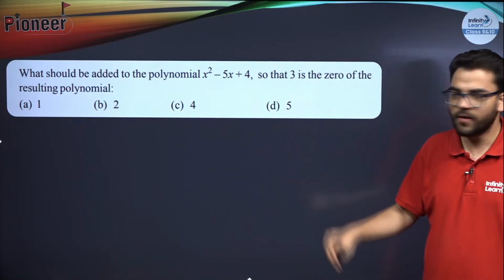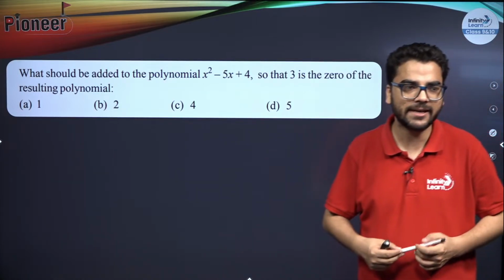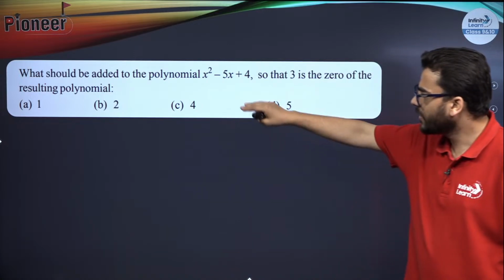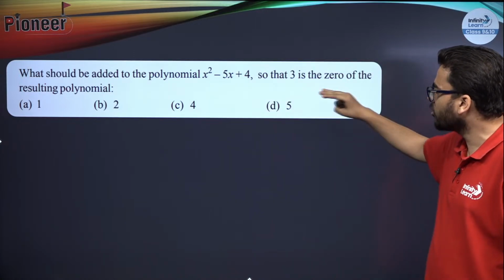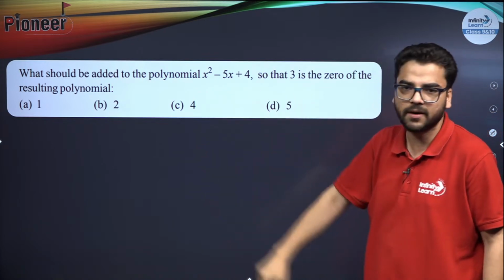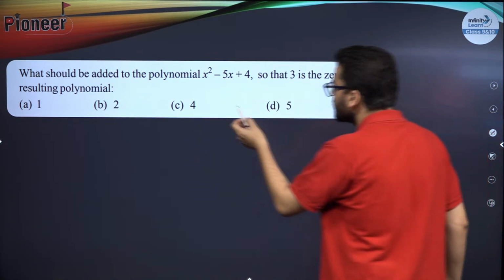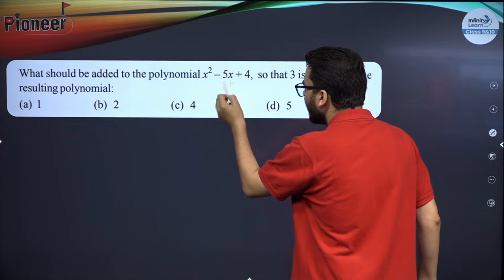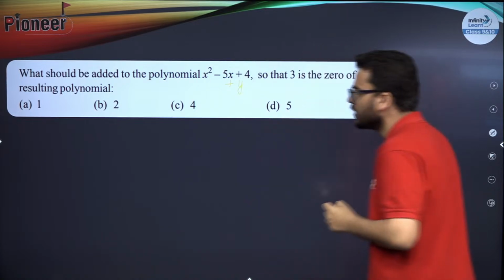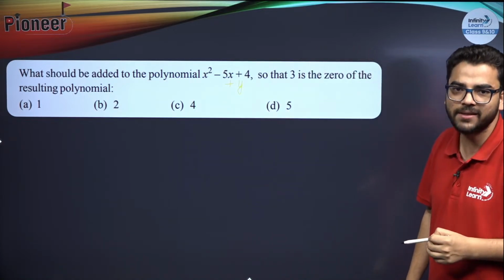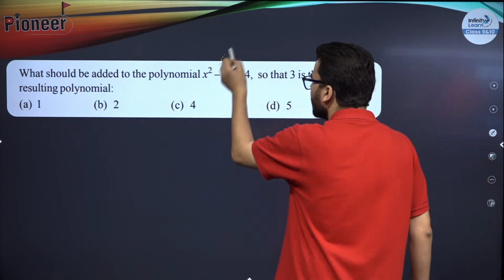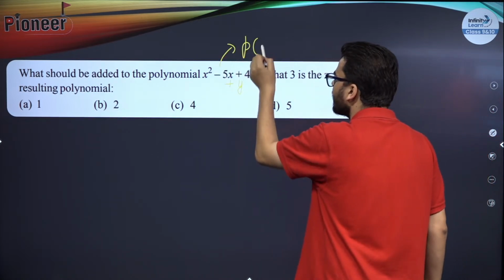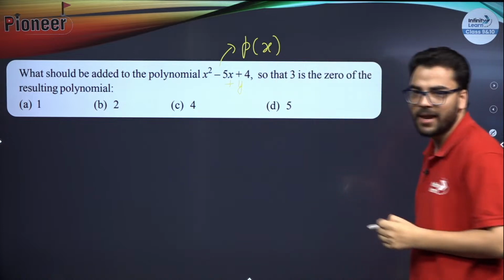So you are getting 2 over here. What about other students? Babuan is getting 2. So it is given that what should be added to this polynomial so that 3 is the 0 of the resulting polynomial. So suppose I want to add anything y in this polynomial, right? Suppose I want to add y in this polynomial, but this polynomial is in variable x, right?